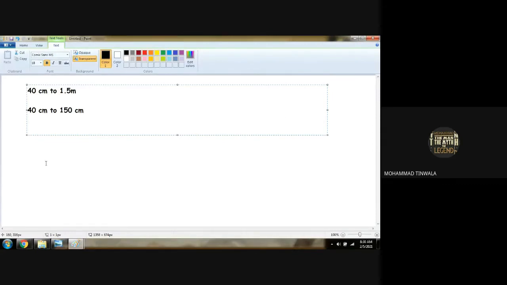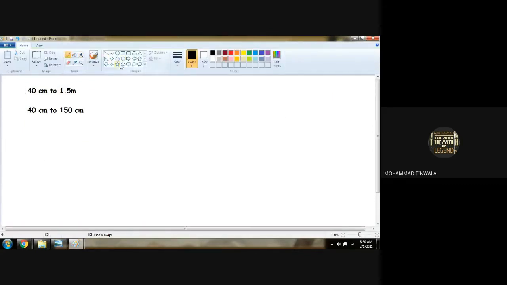What will 1.5 meter become? 1.50 centimeter. Why? Because 1 meter is equal to 100 centimeter.